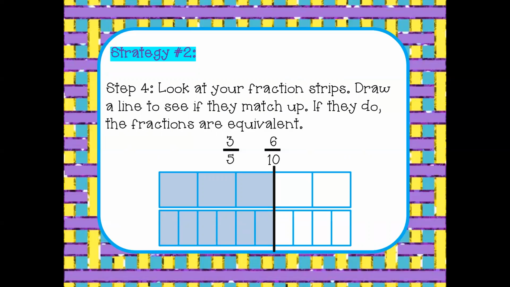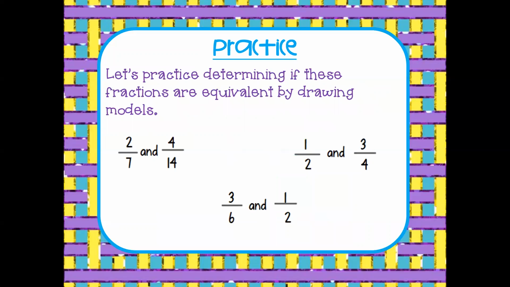Step 4, you want to look at your fraction models and you can draw a line through both of them to see if they match up. If they do, you know that your fractions are equivalent. So here you can see that 3/5 and 6/10 are taking up the same amount of shaded space. Therefore, they are equal and they are equivalent fractions.